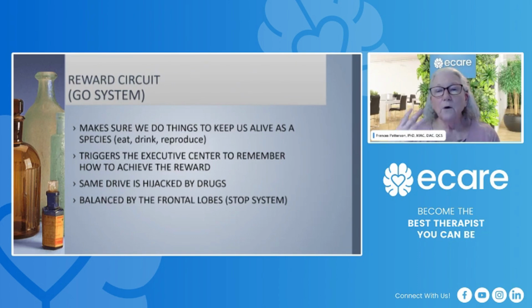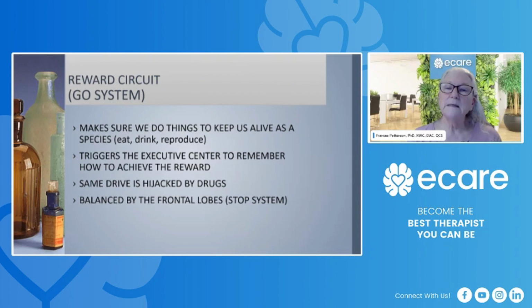And the frontal lobe is where that stop system is. So in the go system, that reward system, in the limbic system, there is a balancing act between that and the frontal lobe. So for people that are not addicted, we know when to stop. Okay, we may really, really like those donuts, but after one or two donuts, our frontal lobe, that stop system in the brain goes, okay, that's enough. You don't need any more.